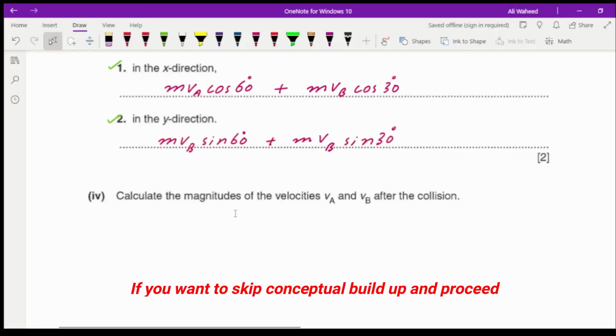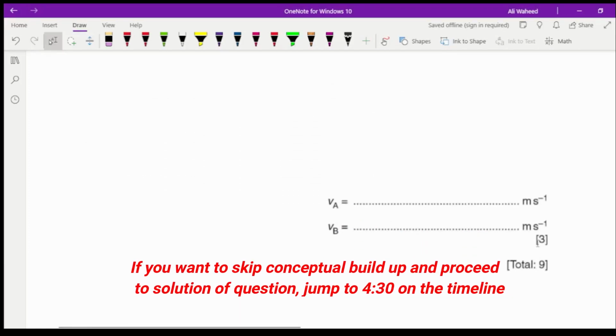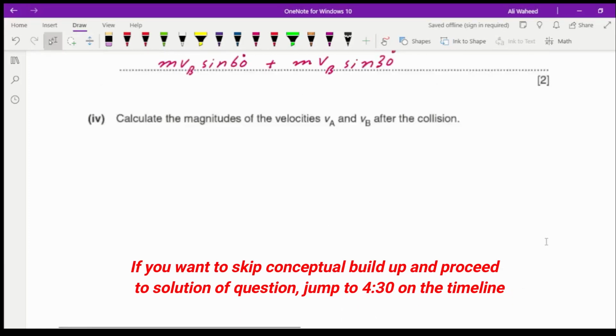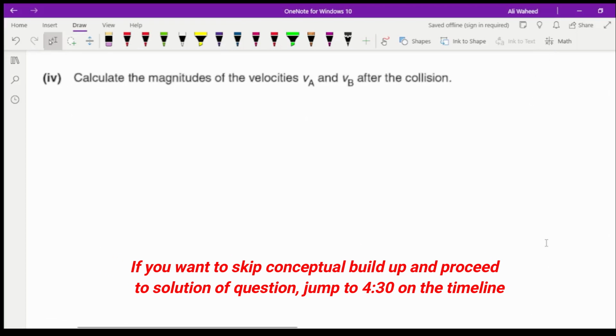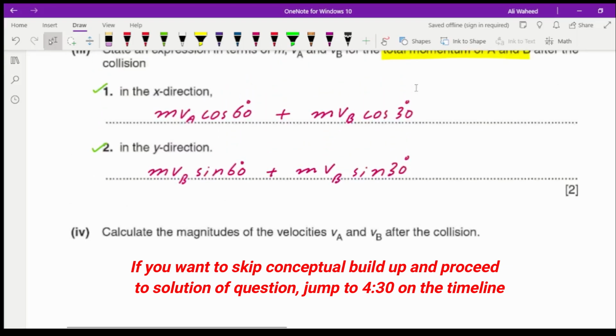So this one is a very important one, and you see we have a 3 marks question for this one. And the most important part of this one is not the concept itself, but rather the mathematics. So what do we need to find? We need to find the magnitudes of velocities VA and VB after the collision.